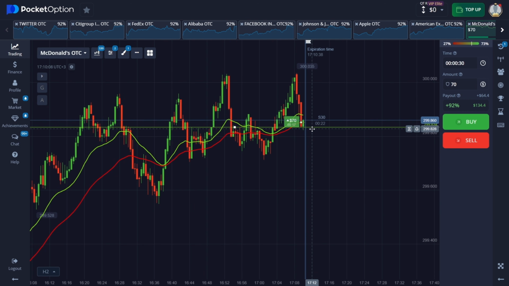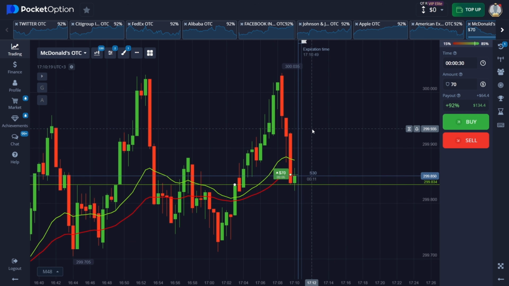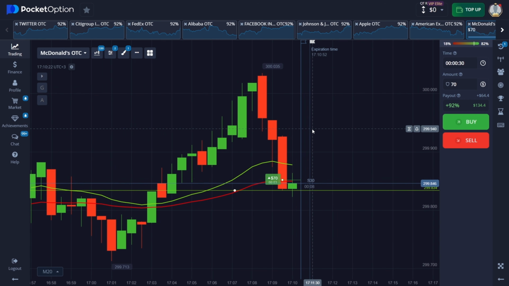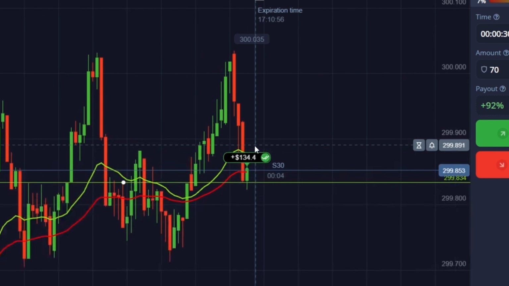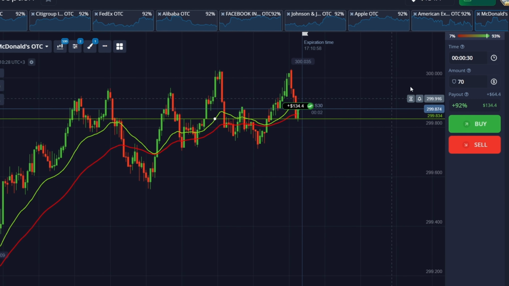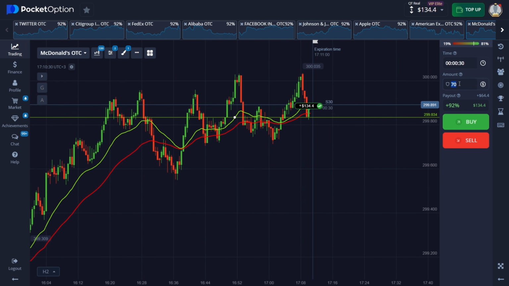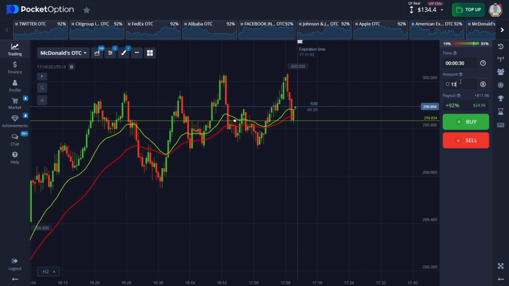Here you can see the 50 EMA, and the trade is currently in our favor. Let's wait for the candle to close. We just need one solid green candle. With only a few seconds left, it's a win. We won another trade as we only needed a green candle, and exactly from the support level, it became one. Now my balance has turned into $134.